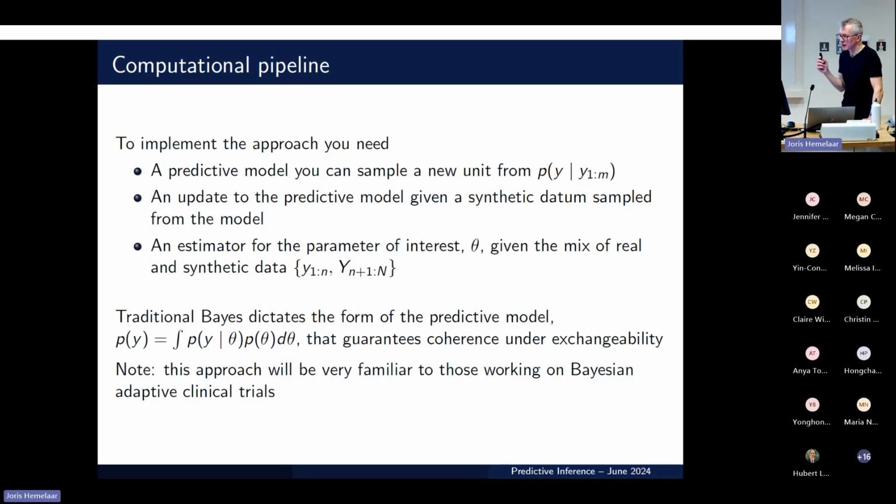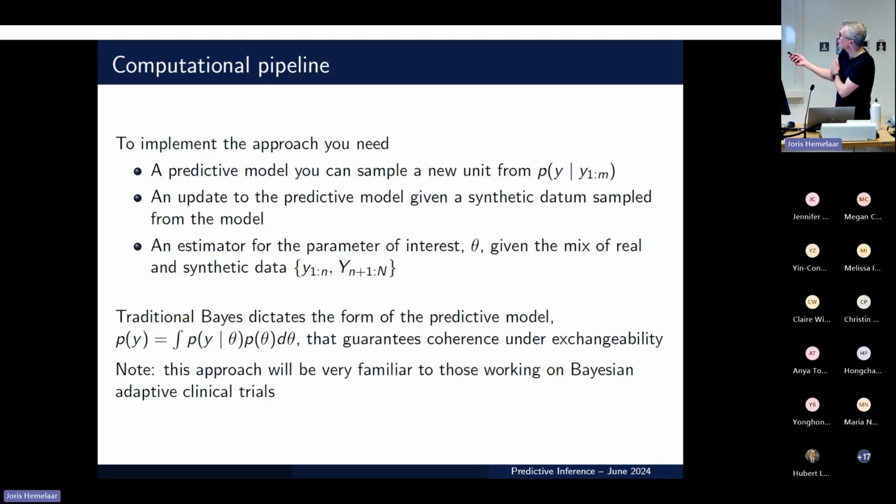To implement that approach, I need a predictive model that I can sample a new unit from, I need to update the predictive model, and then I need an estimator. The key point is that traditional Bayes dictates the form of the predictive model. In fact, that was on one of the initial slides: the focus is on the joint predictive. If you're using this construction, you don't need to go through all that simulation because you'll end up where you started. But the issue here is that this opens up different forms of predictive models to allow you to do Bayesian inference in more general settings.